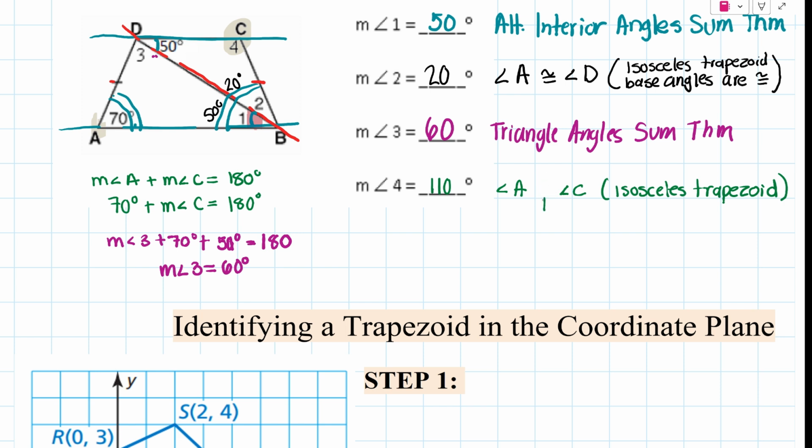So remember angle 4, the way we found it was because angle A and angle C are both, their sum are supplementary. And that's it. That's how we apply properties for isosceles trapezoids to help us find some measurements.